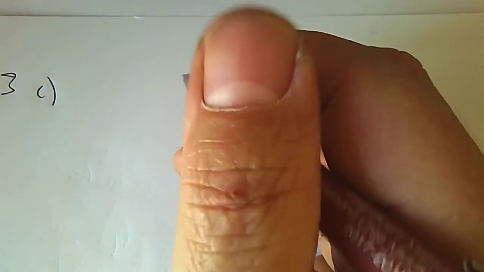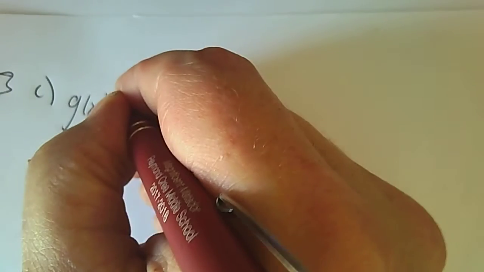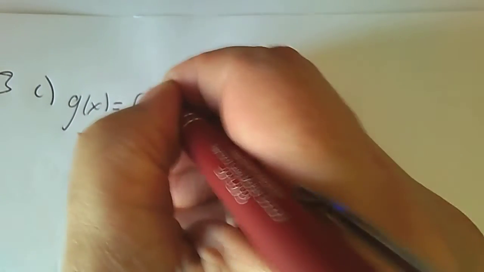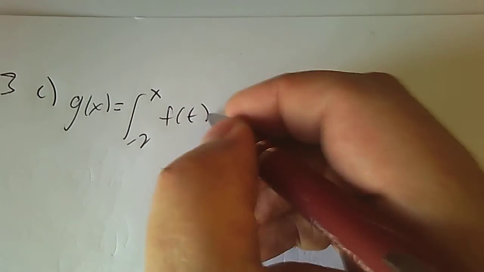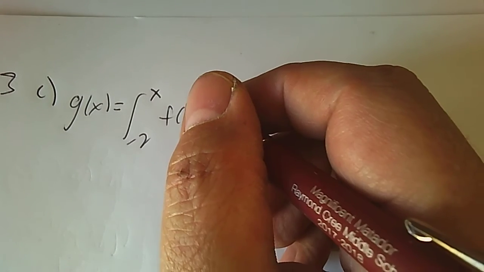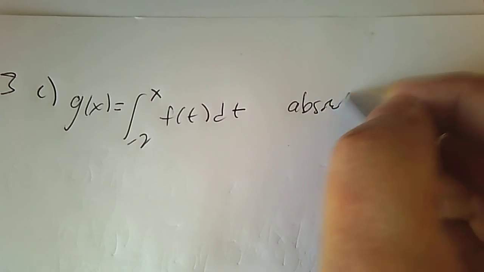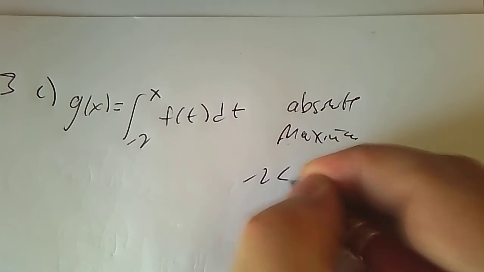All right, part C. So in part C, it asks, the function g is given by g at x is equal to, common question, right? They take a secondary function, define it with that graph. So from -2 to x, f of t dt. And then it says find the absolute maximum value of g on the interval from -2 to 5.